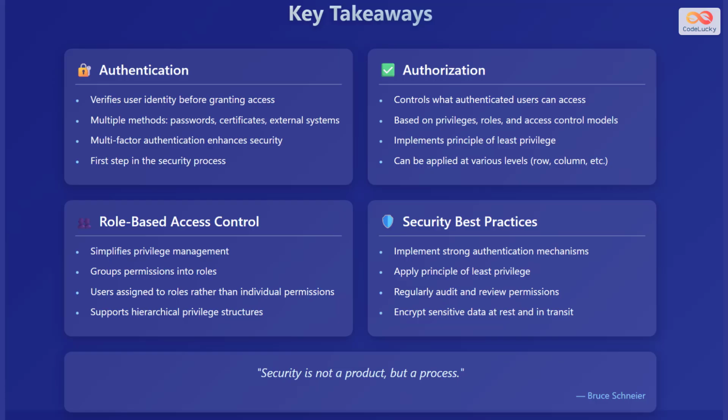Role-based access control simplifies privilege management by grouping permissions into roles. Users are assigned to roles rather than individual permissions, and it supports hierarchical privilege structures. Some security best practices are implementing strong authentication mechanisms, applying the principle of least privilege, regularly auditing and reviewing permissions, and encrypting sensitive data at rest and in transit. As Bruce Schneier said, security is not a product but a process.